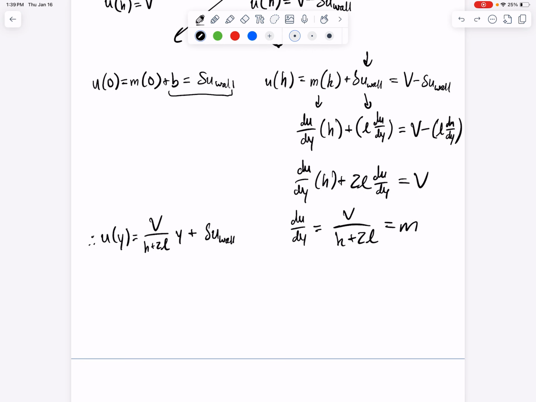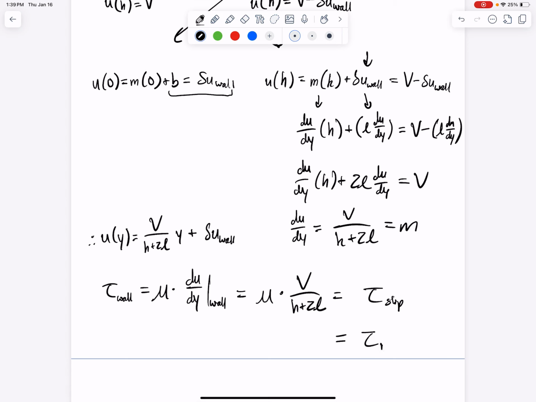Okay, now let's get the shear stress at the wall. That's mu times the derivative of the velocity profile with respect to y at the wall. Doing so gives me mu times v over (h plus 2L). Sorry, that's the shear stress with slip. Shear stress with no slip, as we've seen before, would just be mu times v over h.